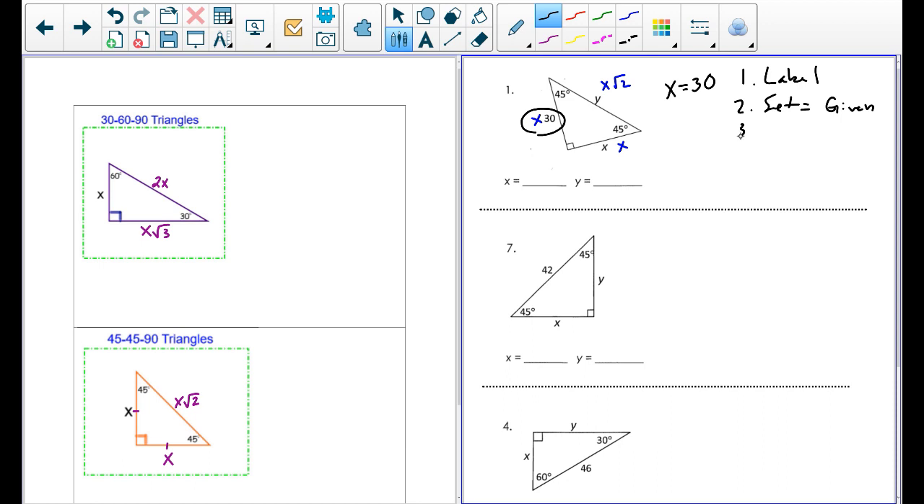So step 3 then is solve for x if needed. Do I need to solve for x here? No, it's already by itself, right? X is already 30, okay? Now, complete the triangle. So this is x, so it's going to be what? 30. So if we look at that label x, this one's 30. This is x square root of 2, which means it's going to be 30 square root of 2.